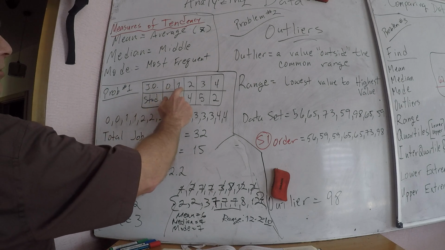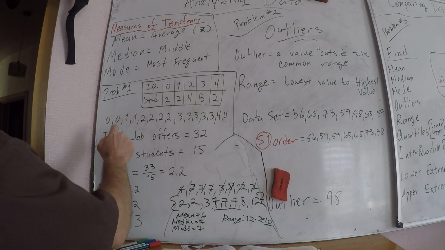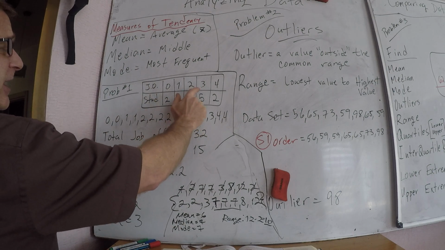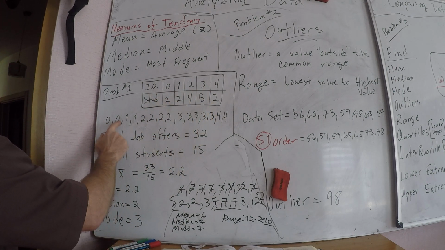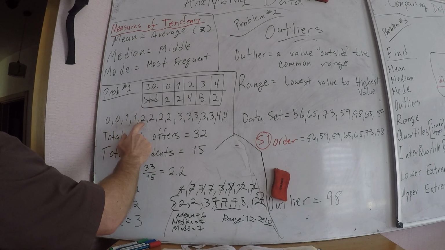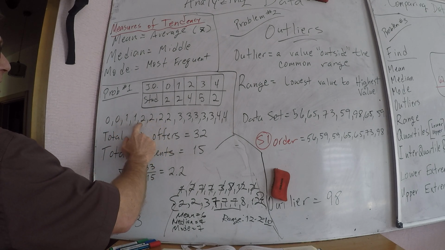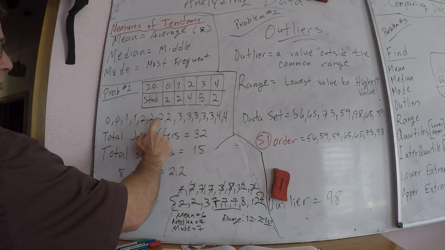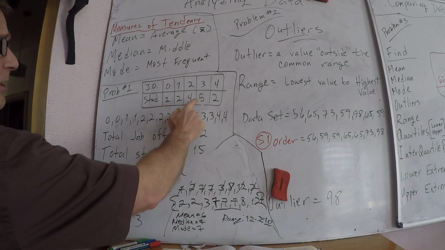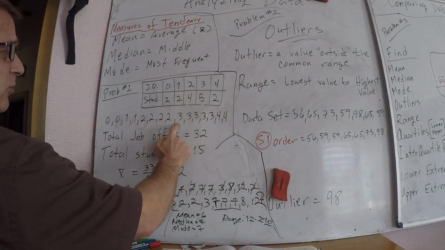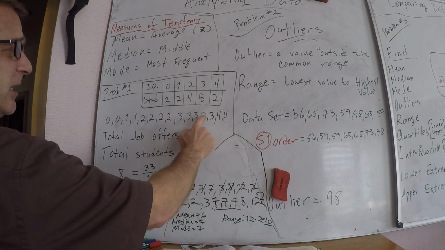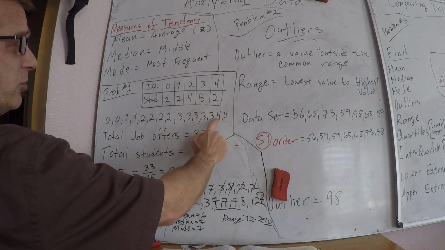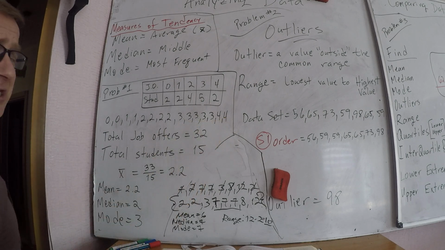So the total number of job offers, two of them had 0, 2 had 1, 4 had 2, 5 had 3, 2 had 4. 2 had none, 2 had 1 job offer. 4 had 2 job offers, right? 1, 2, 3, 4 had 2 job offers. 5 had 3 job offers. 1, 2, 3, 4, 5 students each had 3 job offers. And 2 students, 1, 2, had 4 job offers each.